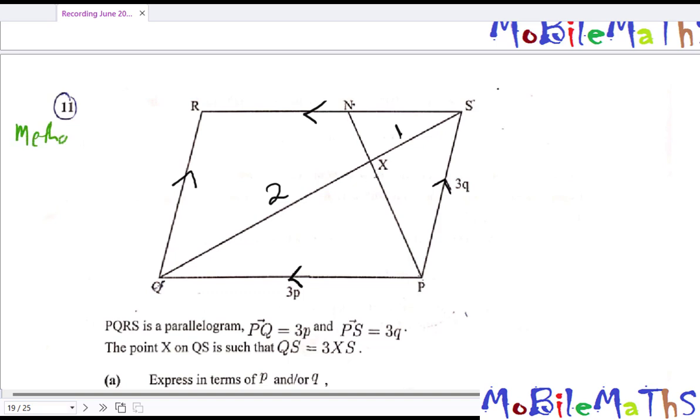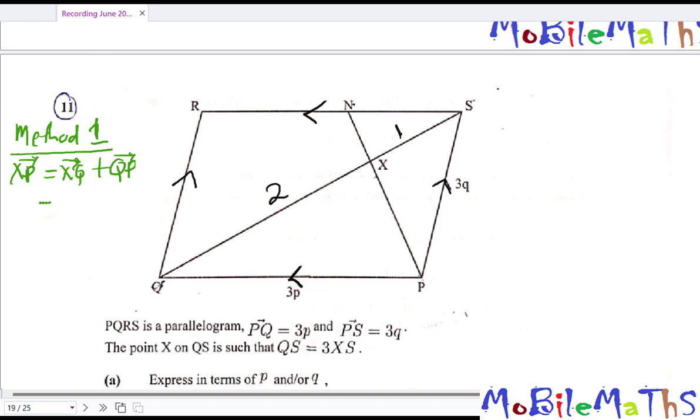Method 1, to get my XP, I'm going to say XP is equal to XQ plus QP. Okay, XQ, this one, then plus QP, this direction. So take note of the directions. When I'm changing, this becomes a minus. Okay, so let's answer with our vectors.